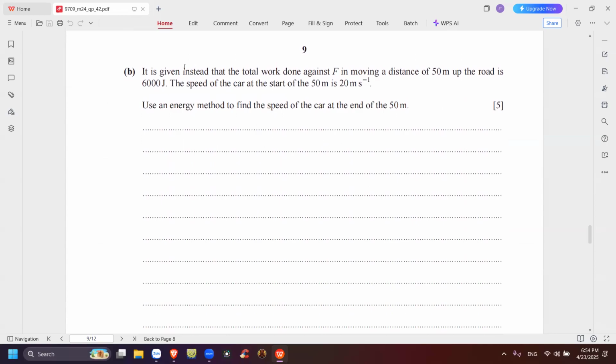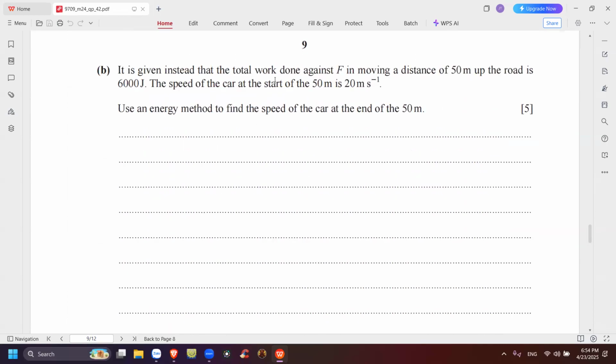And then it is given the total work done against resistance F in moving a distance of 50 meter up the road is 6,000 joules. That's the work done against the friction force over a distance of 50 meters. The speed of the car at the start of the 50 meter is this one. And use the energy method to find the speed of the car at the end. Use the energy method.